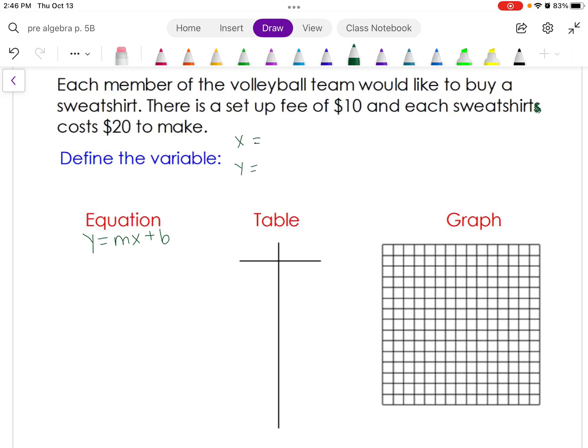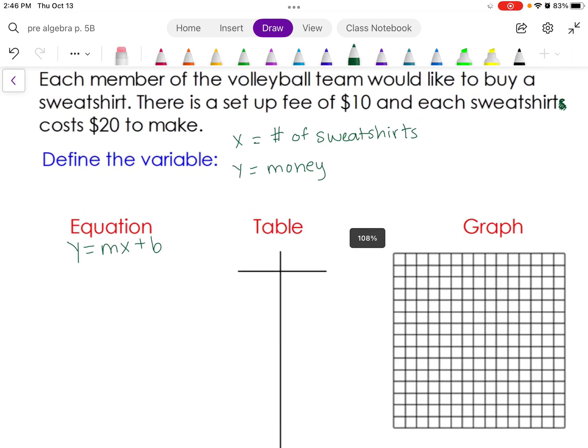So when we're defining these, we're not looking for a number. There are many numbers that x and y could be. We're looking for what it's representing, what thing, what noun. So remember we said our problem was talking about the money we're spending on sweatshirts. If I buy one sweatshirt, I'll have to spend $30. If I buy two sweatshirts, I'll have to spend $50. So my number of sweatshirts I buy decides how much money we have to spend on these. So x is my number of sweatshirts and y is the amount of money we're spending.